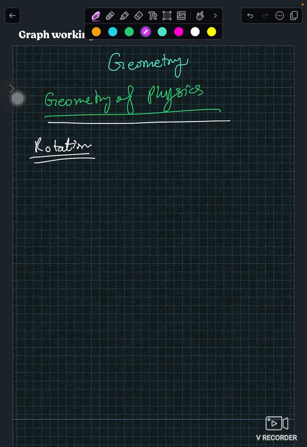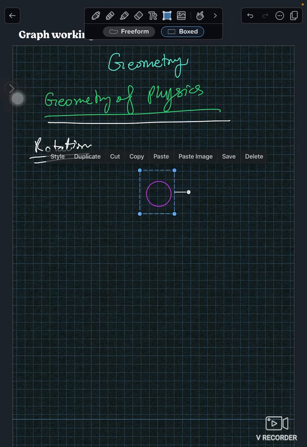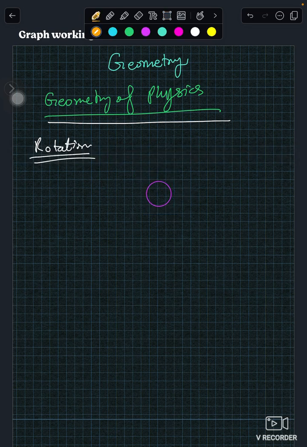Okay, so let's suppose we have this circle. Okay, we have a circle, and let's suppose I spin it. Let's suppose I spin it 90 degrees. 90 degree spin. This is one spin.